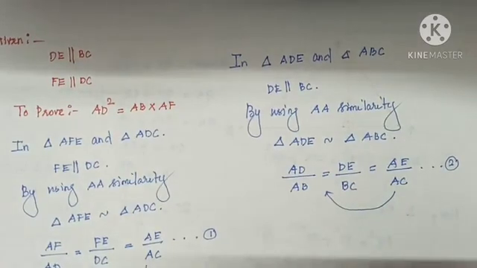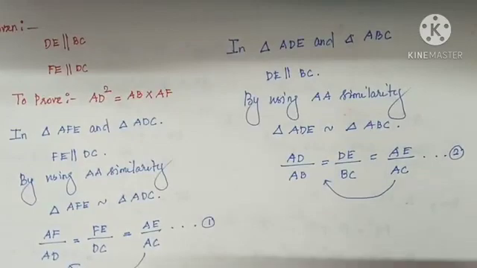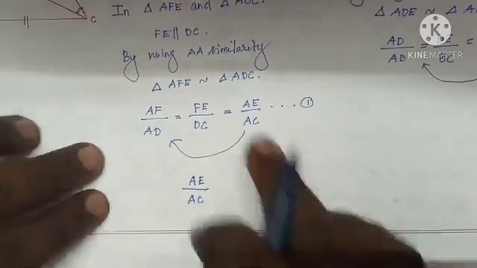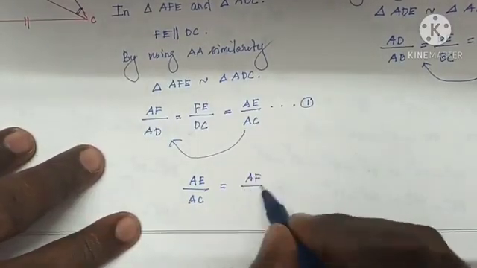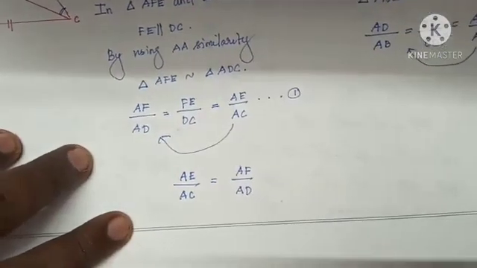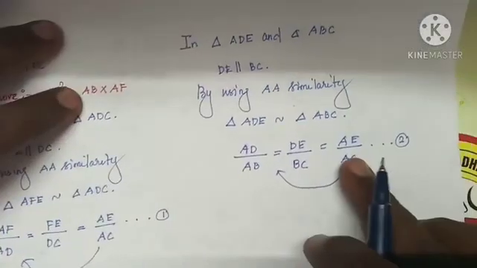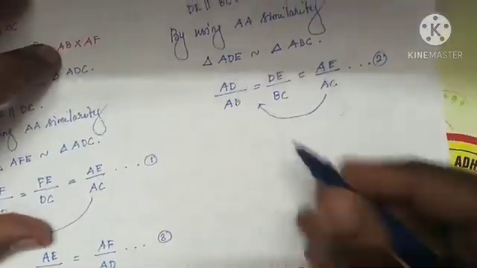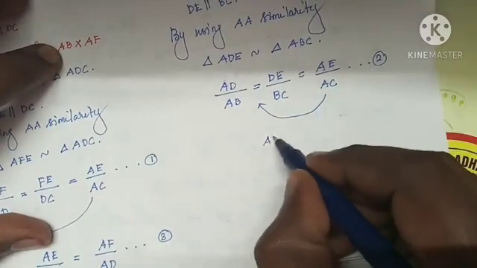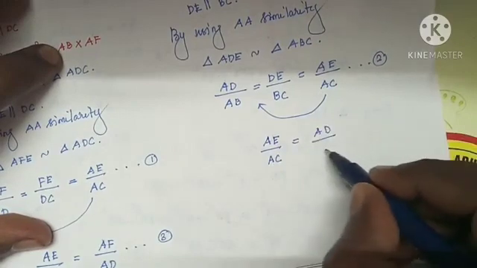Here AE by AC is equal to AF by AD. Okay, if you take this as 3, the result AE by AC is equal to AD by AB. So AE by AC is equal to AD by AB.